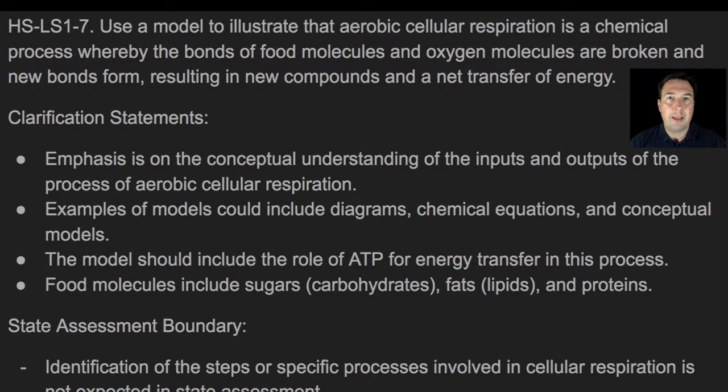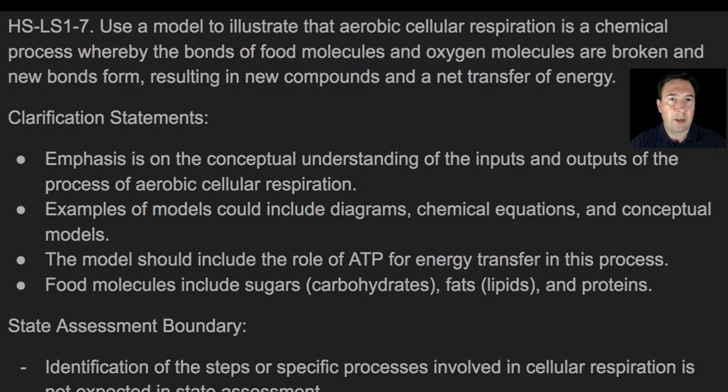You can use a model to illustrate that aerobic cellular respiration is a chemical process whereby the bonds from food molecules and oxygen are broken down to form new bonds, resulting in new compounds and a net transfer of energy. And that net transfer of energy is from the stored chemical energy that was found in those long carbon chains, and it's turned into ATP, or that charged battery that your cell can use in order to power those cell activities.